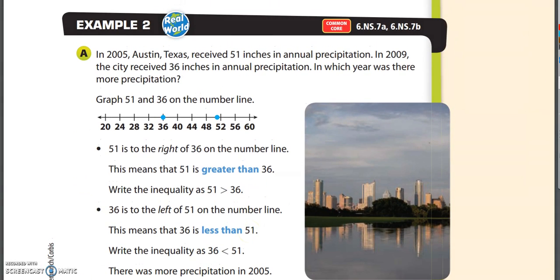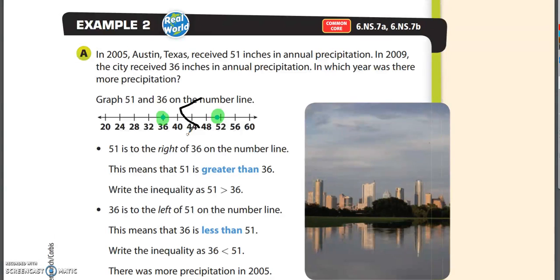Example 2. In 2005, Austin, Texas received 51 inches in annual precipitation. In 2009, the city received 36 inches in annual precipitation. In which year was there more precipitation? So what you can do is put them both on a number line. So here's 36 and here's 51. And then you just decide which one's greater. Well, 52 is greater because it's to the right. So then we can insert this symbol right here.